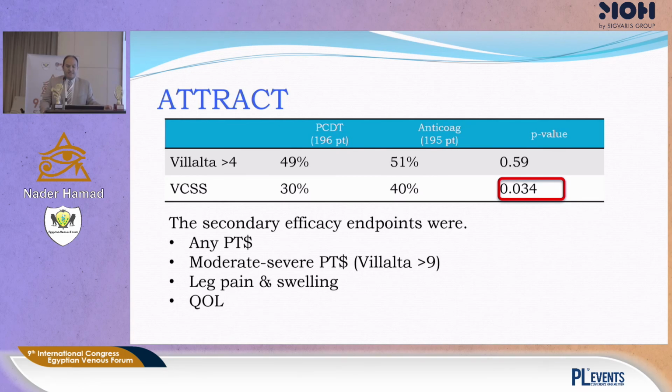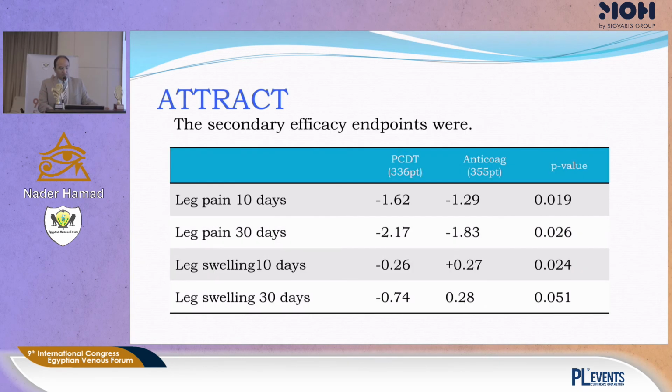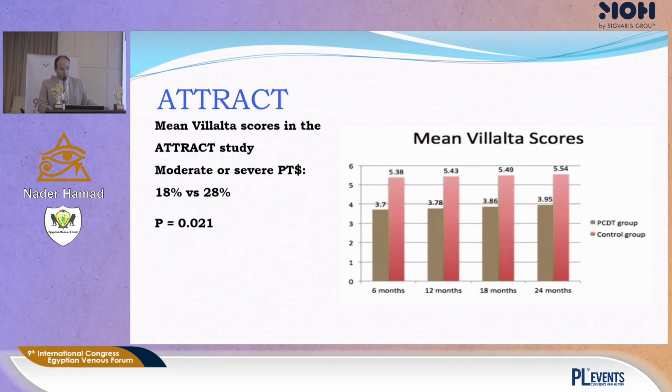And when they assessed moderate and severe post-thrombotic syndrome, this was significantly different and in favor of pharmacomechanical thrombolysis. The same applies to the leg pain and the leg swelling within 10 days and 30 days. All of them were statistically significant in favor of thrombolysis. And the mean Villalta score in the ATTRACT study showed that moderate to severe post-thrombotic syndrome was less in the patients who got pharmacomechanical thrombolysis.